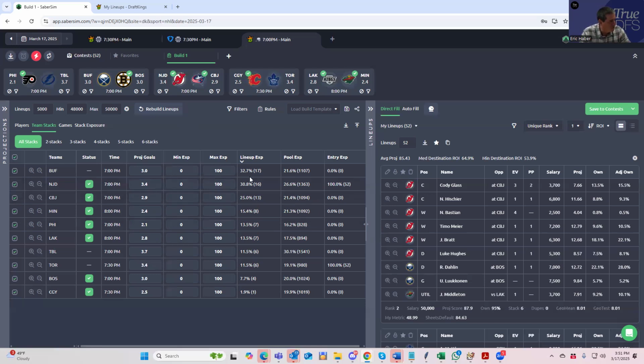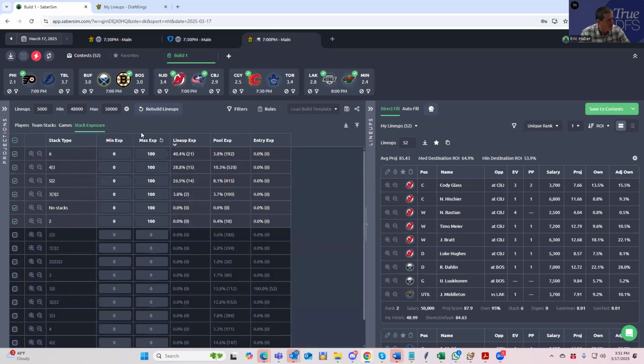So what I like to do is roll with these contest sim results, and this is kind of who I'd be getting. The one thing I do want to double check is the stack exposure. Make sure the rules didn't get affected. They did not, which is good.